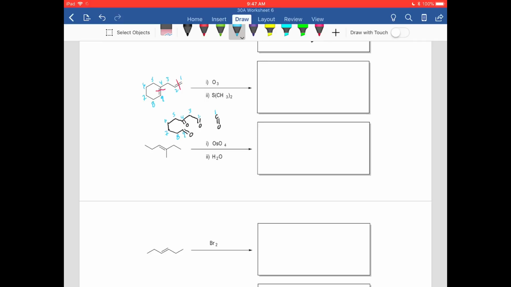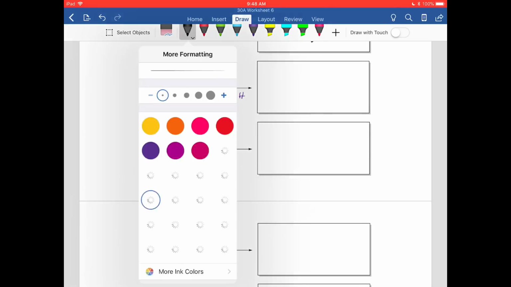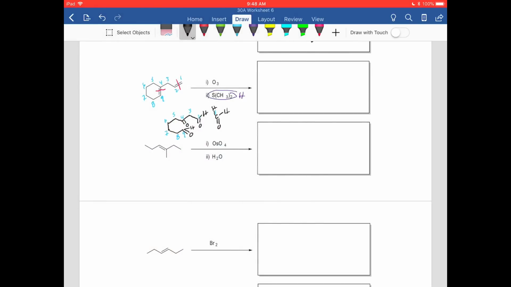Now I just have to determine, for those carbonyls that actually have a hydrogen on them, do I want to keep the hydrogen, or do I want to replace it with an OH group? And that's what we look at the workup for. So this is a reductive workup, so that means anywhere a carbonyl can have a hydrogen, it will, and not an OH. So we're going to put a hydrogen here, here, and here. So now we can just straighten up our structure a little bit and redraw it in the box.